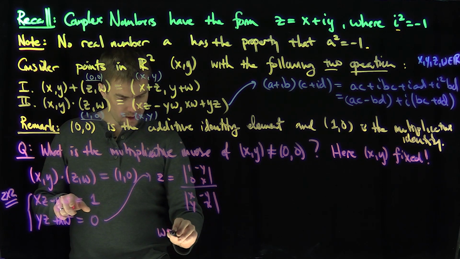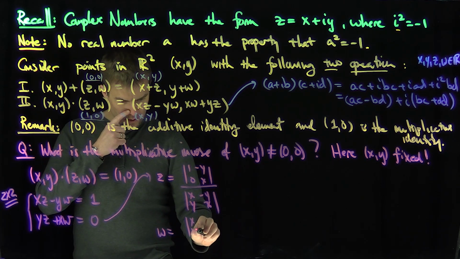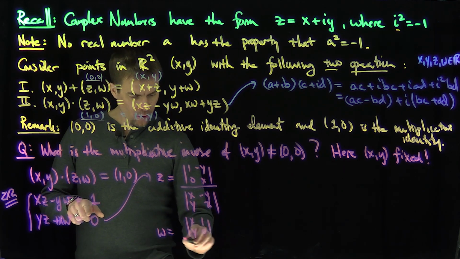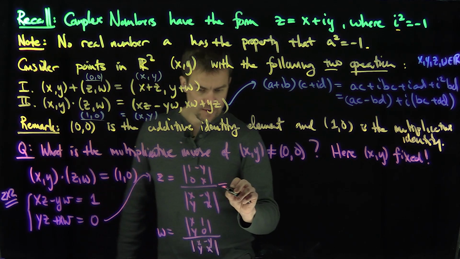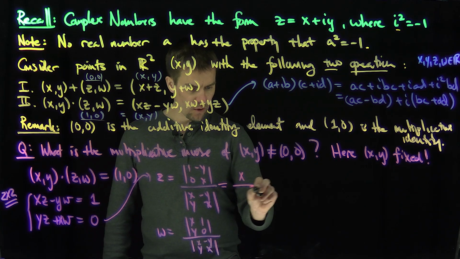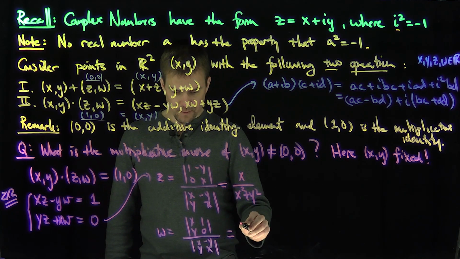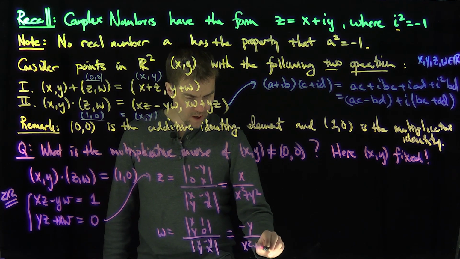And what's w going to be? w is going to be the determinant of x, y, and then I'm going to have a 1, 0 over here, over the same determinant, x, negative y, y, x, okay? And so this top determinant here is just going to be x over x squared plus y squared. And this w over here is going to be negative y over x squared plus y squared, okay?